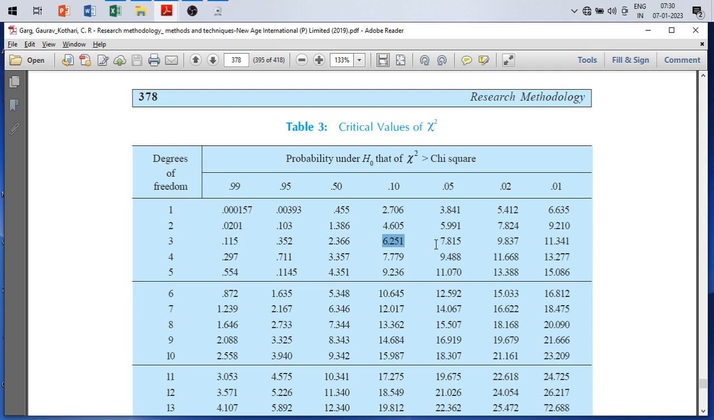Let us take another example. Say degrees of freedom is 9, and we want the critical chi-square value for which the area to the right is, let us say, 5%. So we see degrees of freedom 9 here, and area to the right is only 5%. So the critical value of chi-square will be 16.919. So that is how we read from this table.